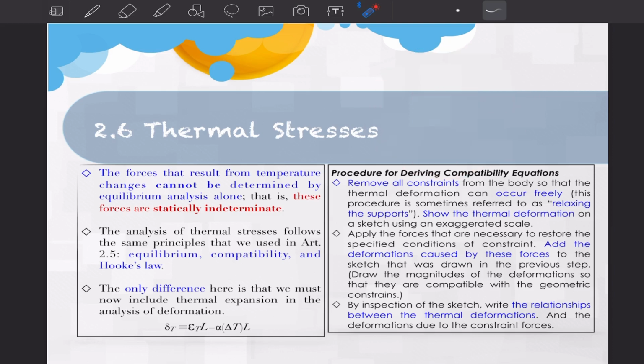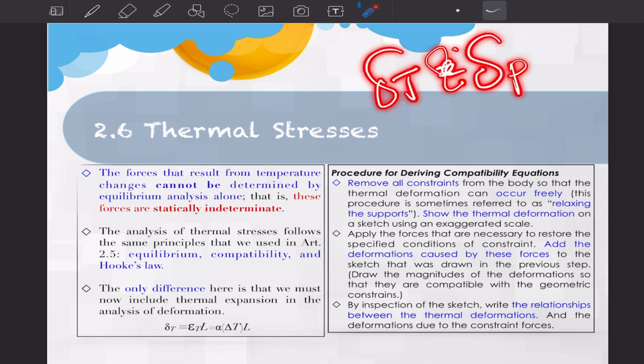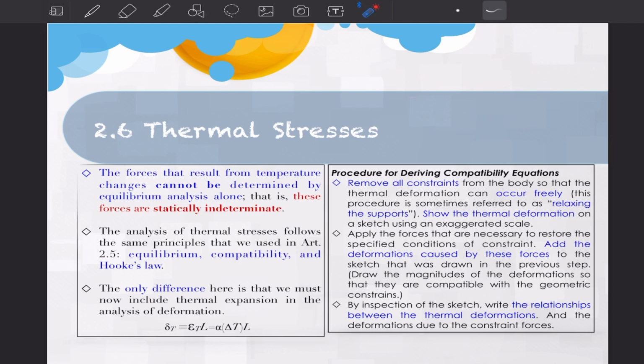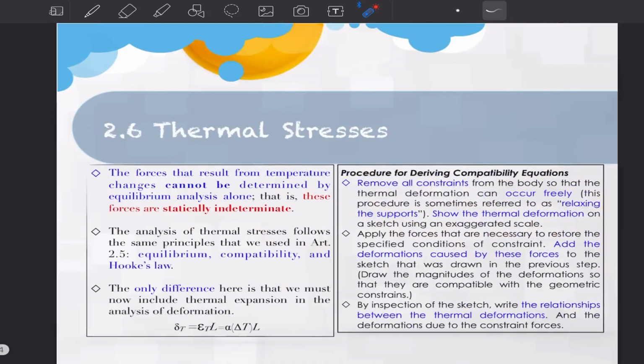Dayon, ang third dayon ani, imo din tan-awon ang sketch. By inspection of the sketch, unsay relationship between the thermal deformation and the deformation due to the load nga imong gi-apply. So kana siya nga relationship mo na siya imong magamit in order to solve for problems with temperature change.